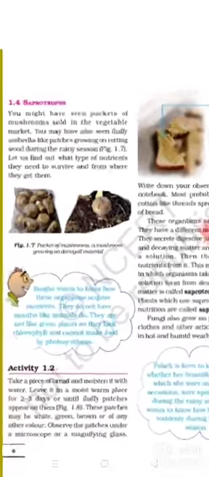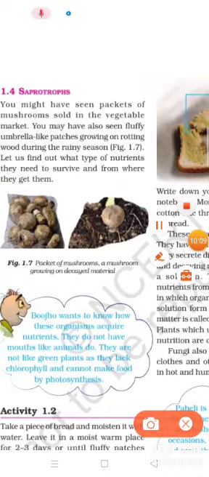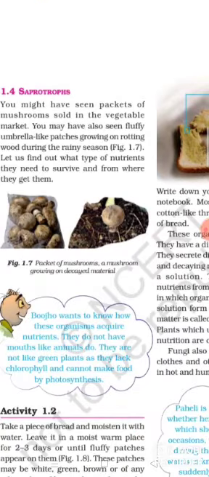So in this rainy season, on the wood we are seeing some umbrella like structures. In Gujarati we call it biladino top. Let us find out what type of nutrients they need to survive and from where they get them. This is also one kind of plant, but here we are going to see how they are getting nutrition and how they are surviving. So for this, one activity is given.